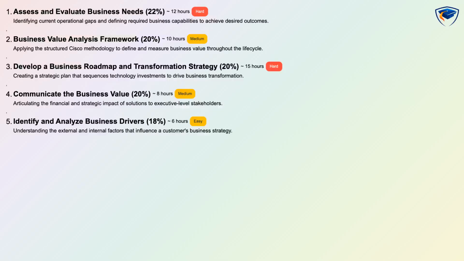The exam is divided into 5 domains: assess and evaluate business needs, business value analysis framework, develop a business roadmap and transformation strategy, communicate the business value, and identify and analyze business drivers. The domains account for 22%, 20%, 20%, 20%, and 18% of the exam respectively.